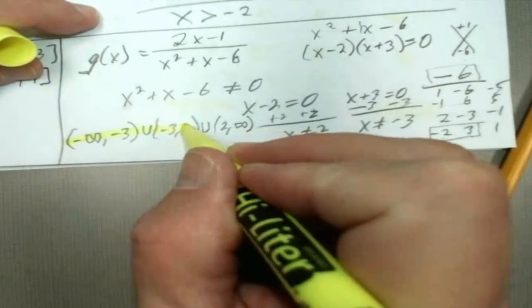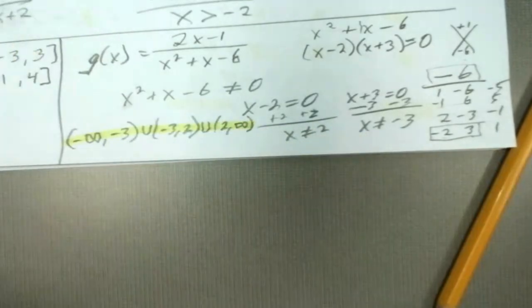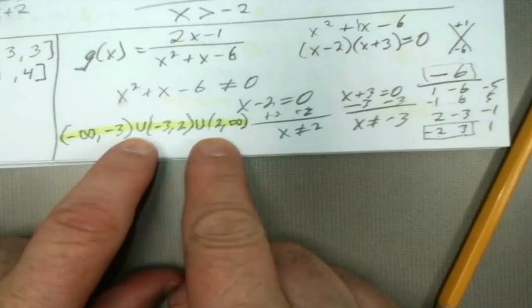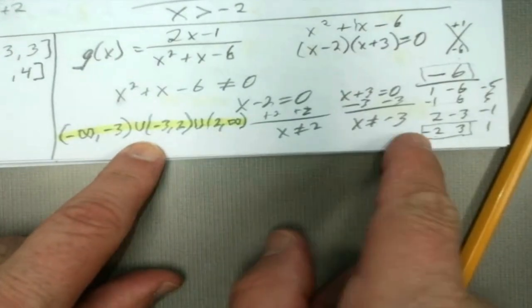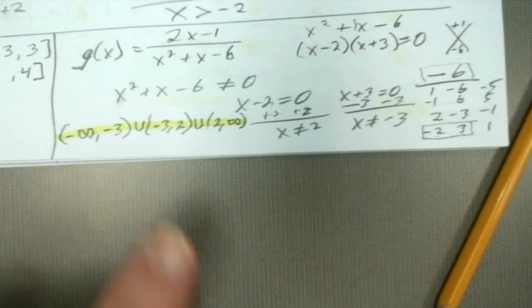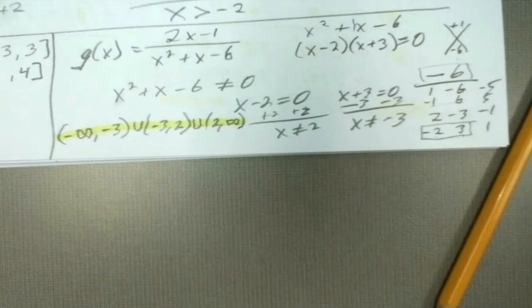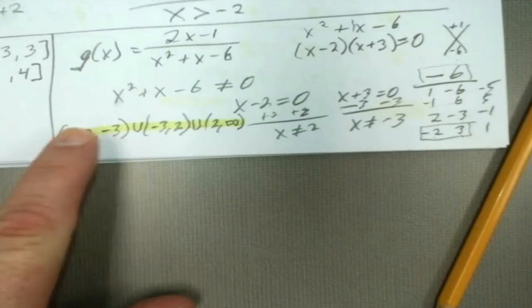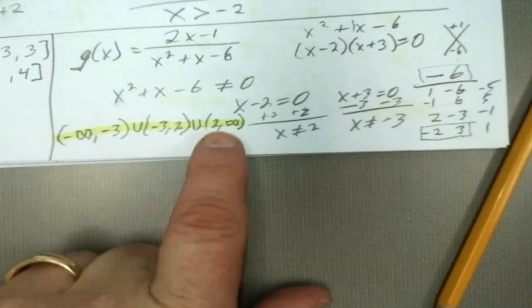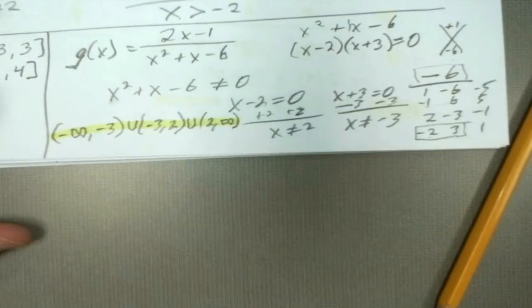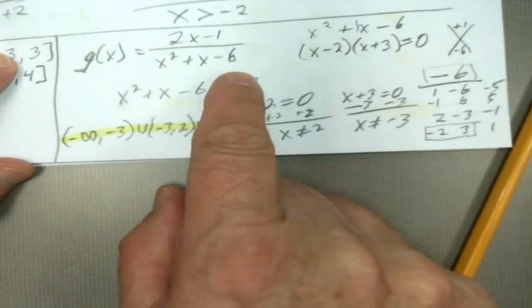Negative infinity to negative 3, negative 3 to 2, and 2 to infinity. And we don't include the negative 3 or the 2 because it cannot be those two numbers. But it's basically negative infinity to infinity except for 2 and negative 3. And we put the negative 3 first because we always go smallest to largest.